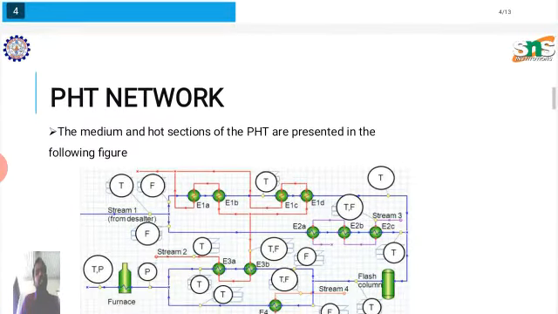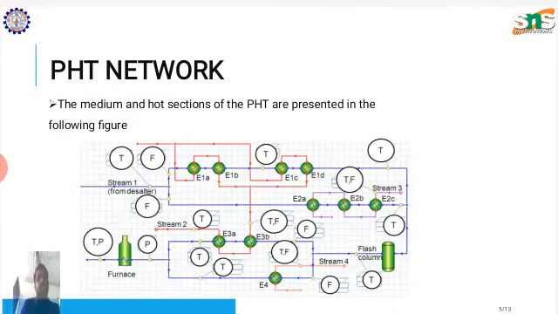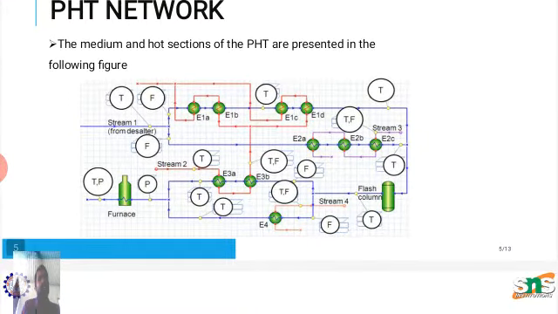Next, we are going to the preheat train (PHT) network. The medium and hot sections of the PHT are presented in the following figure. See this diagram. The PHT studied is part of the Petronas refinery at Grangemouth, UK. The Grangemouth refinery is relatively old, as the construction dates show. The medium and hot sections are given.